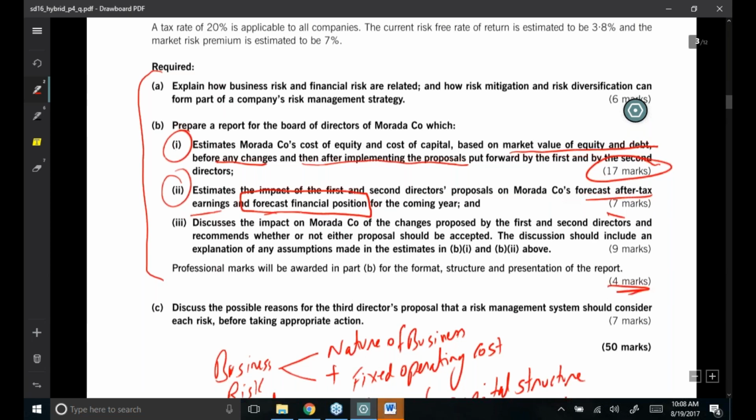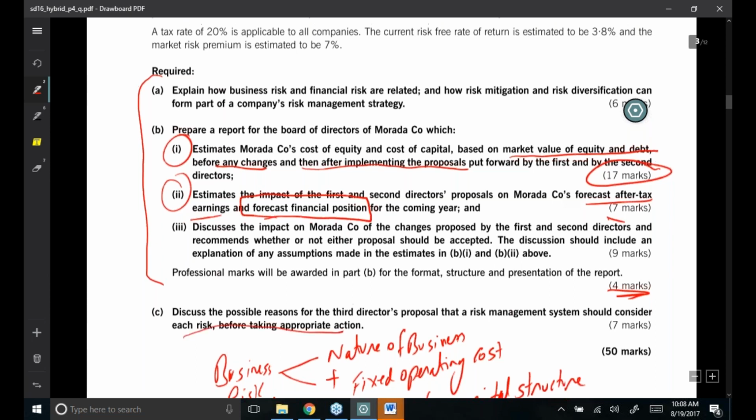In the third part, discuss the possible reason for the third director's proposal that a risk management system should consider each risk before taking appropriate action. Okay, let's start with the question.